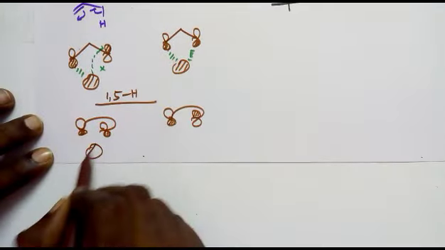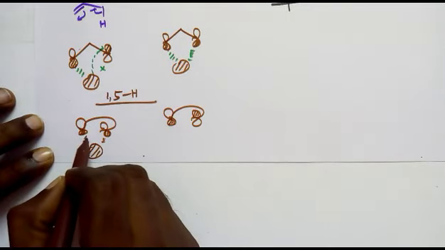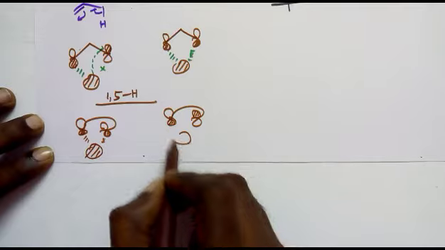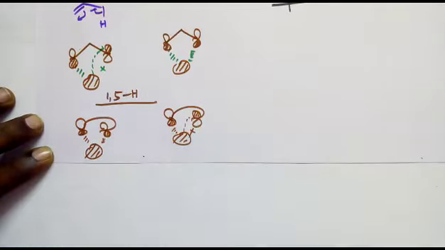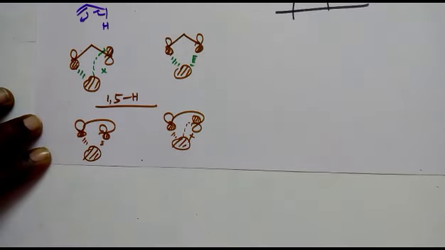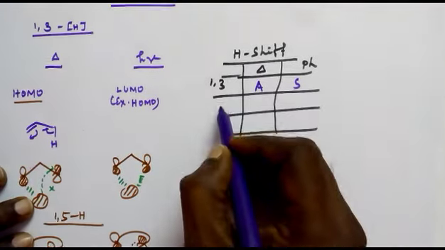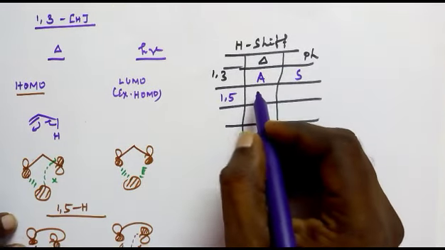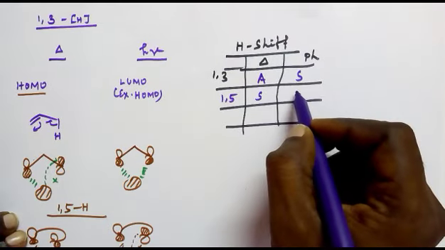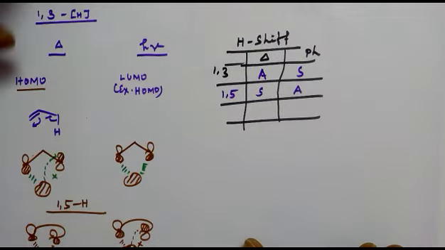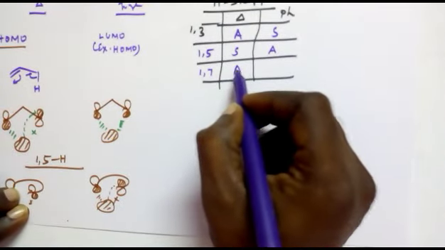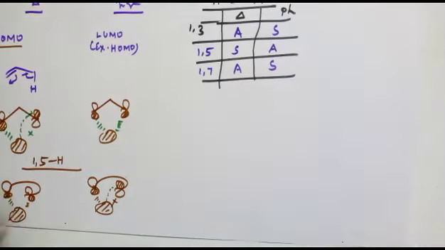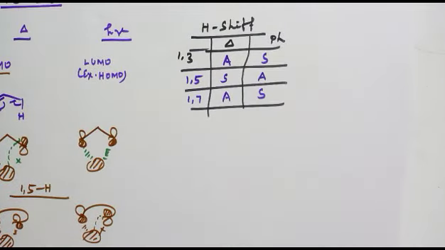So for hydrogen, here suprafacial is allowed, but here it is symmetry forbidden, so only antarafacial. So the rule is: 1,5 hydrogen shift is thermally suprafacial, photochemically antarafacial. Similarly, for 1,7 hydrogen shift, it is thermally antarafacial, photochemically suprafacial. Remember, suprafacial is always allowed, there is no problem.